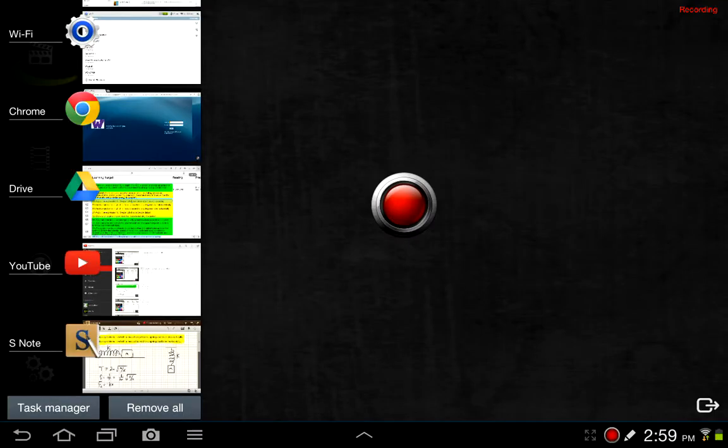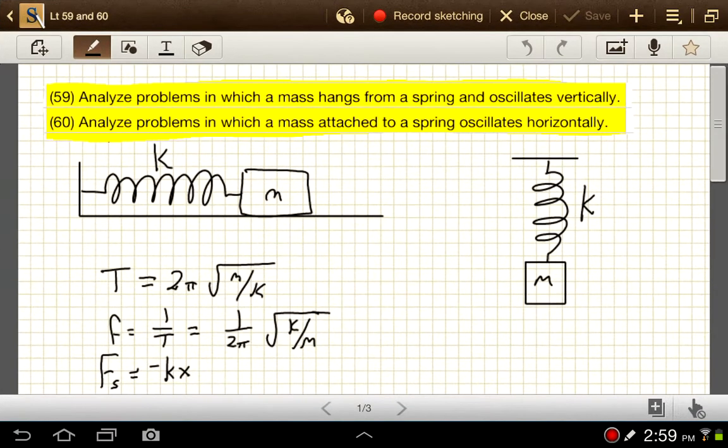Boy, I'll tell you, they really love the mass on a spring problems on the AP Physics exam. So we need to be sure that we know all the different variations of these. The two main ones that we're going to look at are a mass on a spring vibrating horizontally and one vibrating vertically, hanging from a spring.